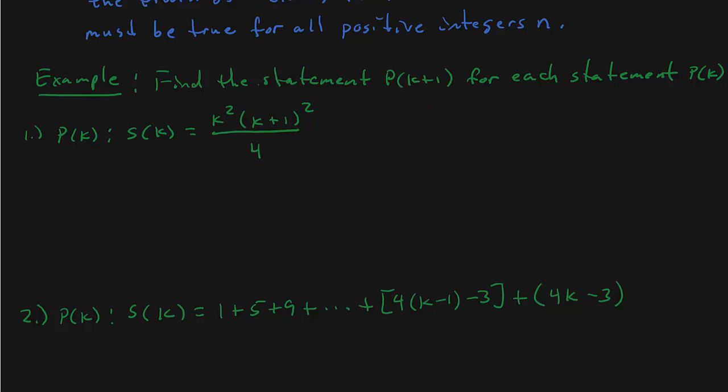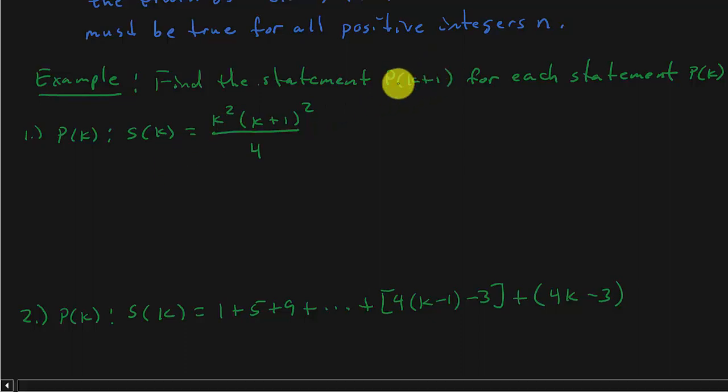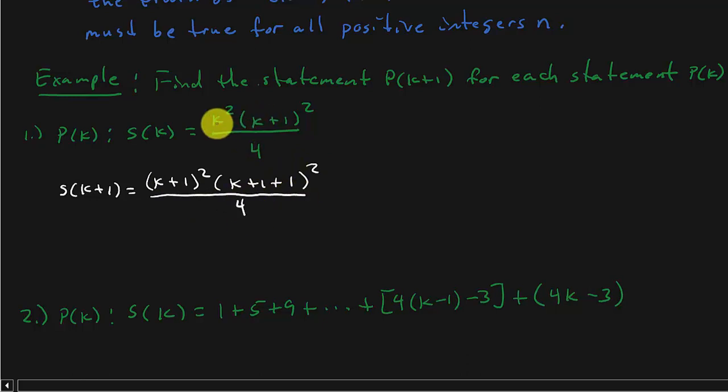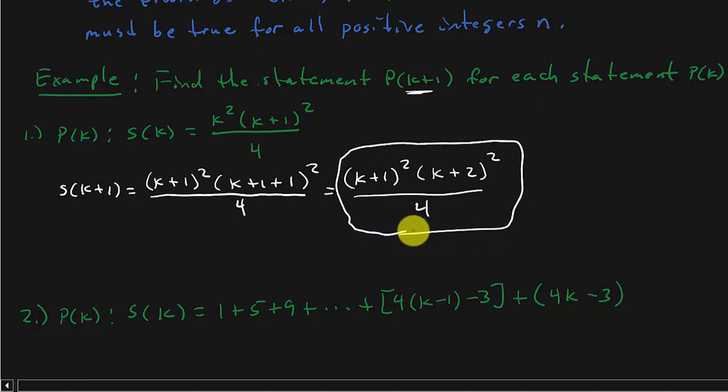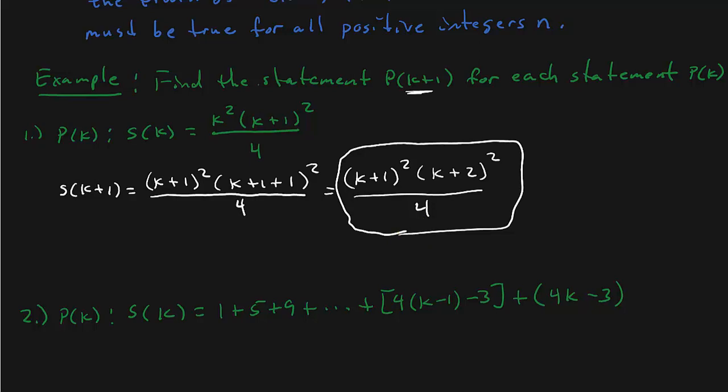All right, so to do this, what they're wanting us to do is just take the k plus 1 and plug it in. So I've got S of k plus 1 is equal to (k plus 1) squared times (k plus 1 plus 1) squared over 4. So all I did for each one of the k's, I replaced it with k plus 1. And so this is equal to (k plus 1) squared times (k plus 2) squared over 4. And this is all they're wanting you to do. Just keep in mind we're not proving anything right now. We're just practicing finding P of k plus 1.